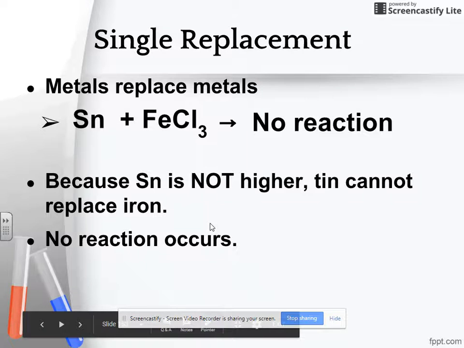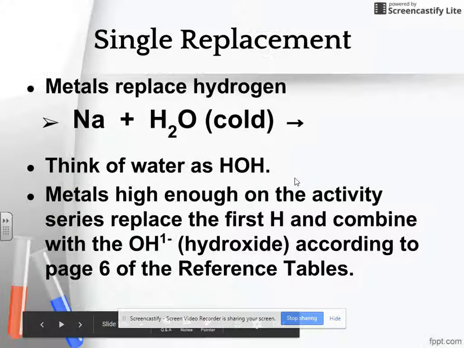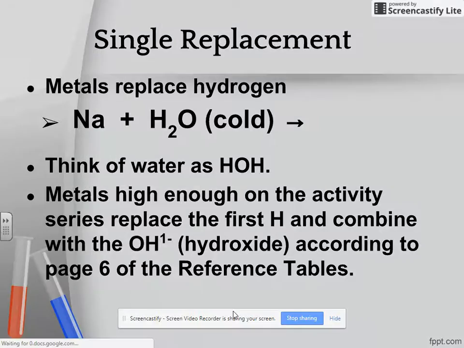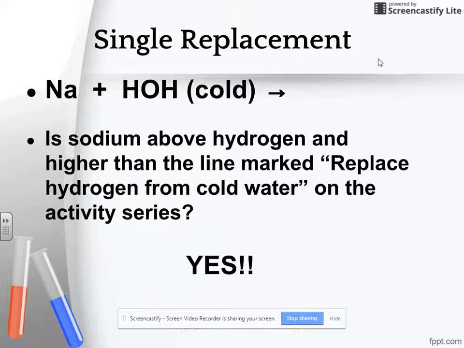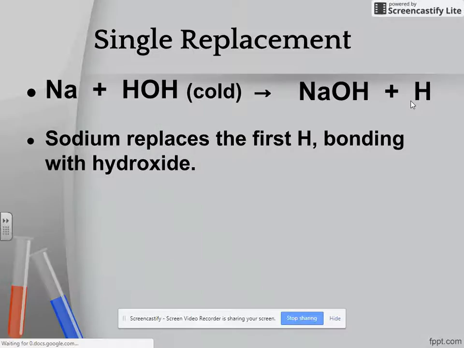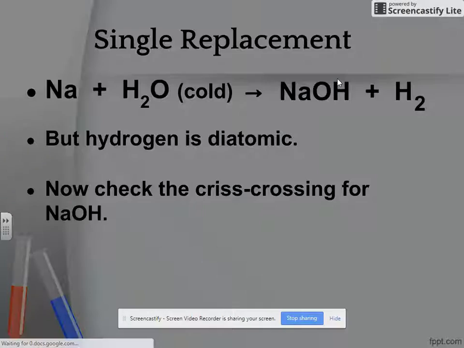Make sense? If you keep going through, you can see a few more of these examples. For example, this one is sodium trying to replace hydrogen. If we think of water as HOH, it's trying to replace this first hydrogen. In this example, sodium is higher than the hydrogen, so sodium now bonds with the hydroxide. Hydrogen gets kicked out, but we remember to include our diatomic, so it's H2, okay? Don't forget to swap and drop, +1, -1, we're good to go, okay?